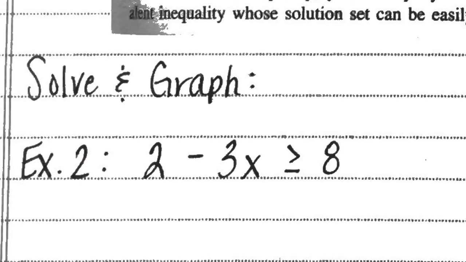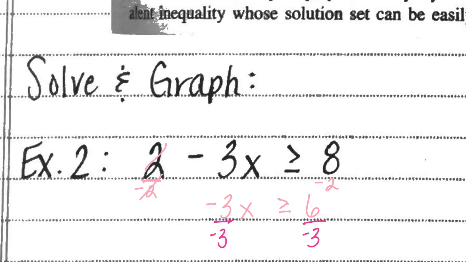Again, we're going to look at this just like it's an equation. So I want to get rid of this 2 first by subtracting it. What I do to one side, I do to the other. -3x is greater than or equal to, well, 8 minus 2 is 6. Now, in order to solve this, I have to go ahead and divide by a -3.